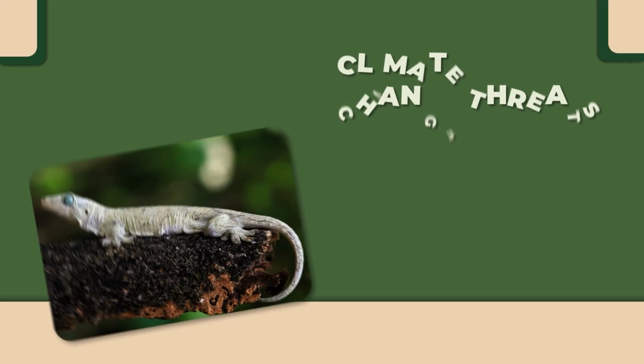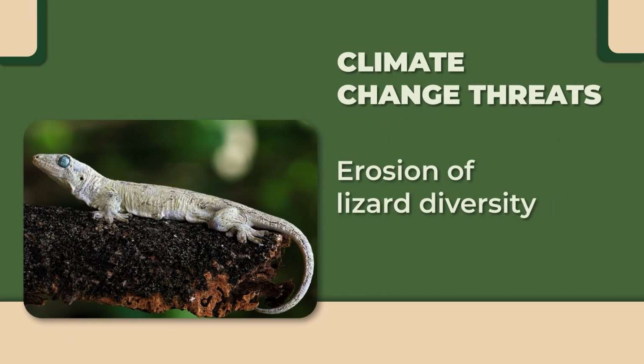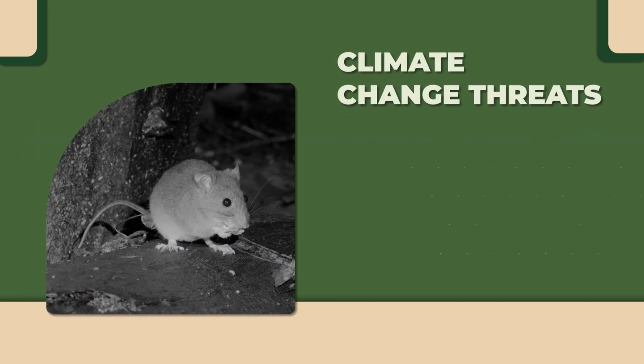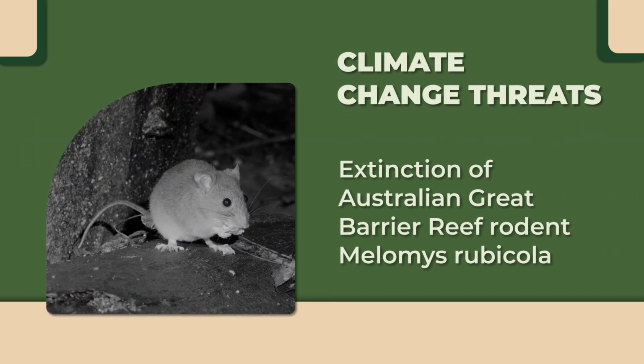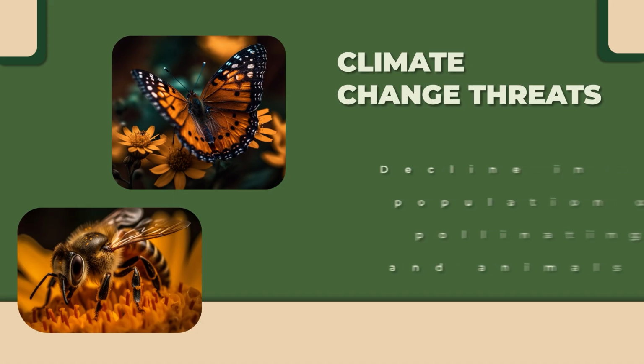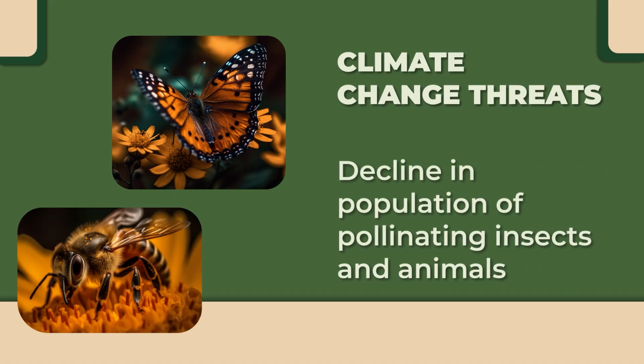Now, there are a lot of examples of the impacts of climate change on biodiversity. For instance, erosion of lizard diversity. The second important example was the extinction of the Australian great reef rodent. It's a very good example of an organism that went extinct because of climate change. And also we can see that because of climate change, the population of pollinating insects and animals has started declining.